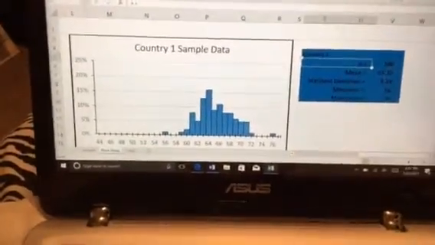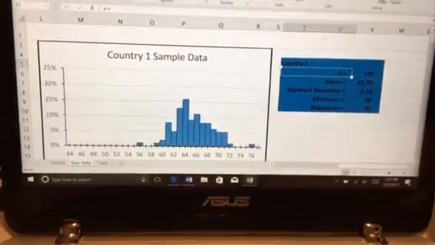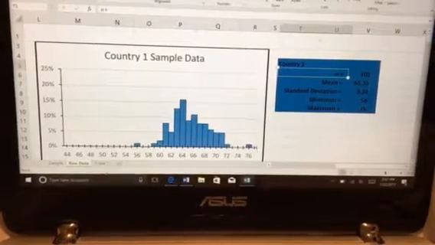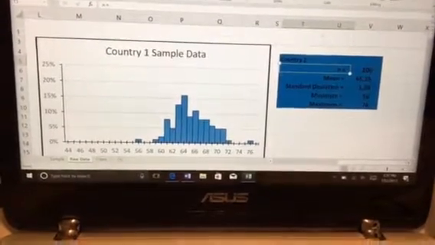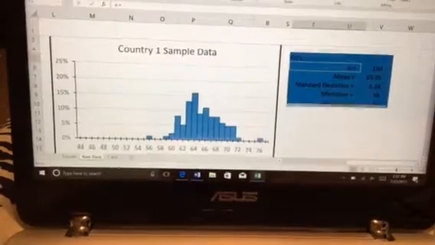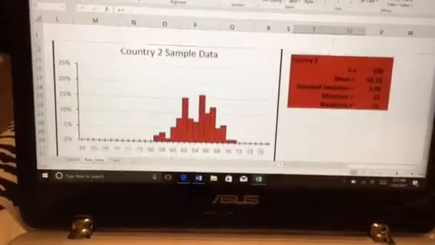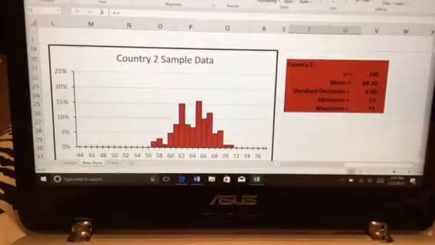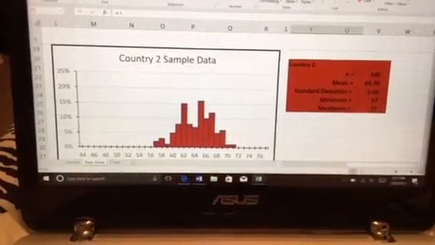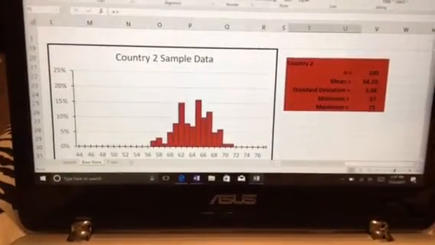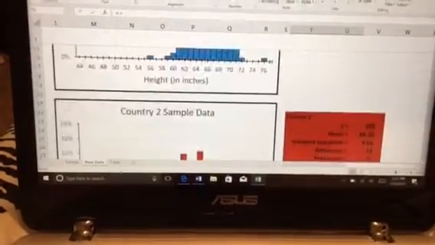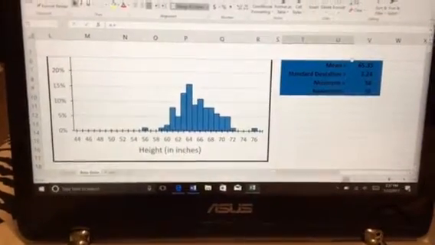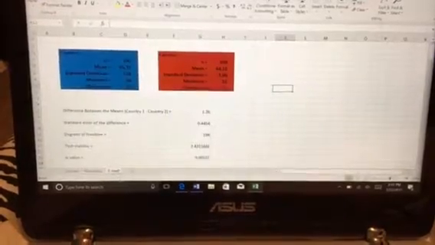So this is my country one, Denmark, statistics. Sample size is 100. The mean is 65.35. The standard deviation is 3.24. Alright, so then going down to country 2, the United States. Sample size is also 100. The mean is 64.10, so slightly smaller than Denmark, and the standard deviation is 3.06, which again is smaller than Denmark. So then we go into the t-test category.